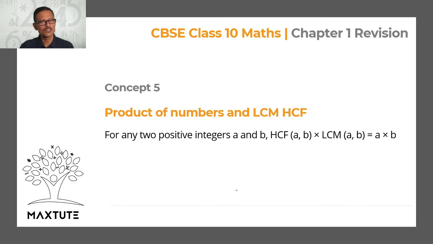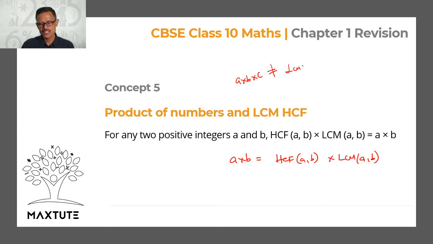This concept basically reads this way. For the product of any two positive integers, A and B, if you know that, A times B will be equal to the product of the HCF of A and B and the LCM of A and B. One very important thing to keep in mind: this need not necessarily hold good once you go beyond two numbers. A into B into C need not be equal to LCM of A, B, C and HCF of A, B, C, right? Obviously, CBSE is never going to test this way.